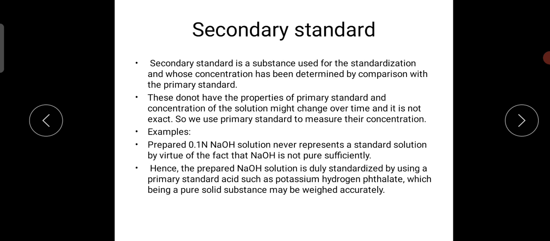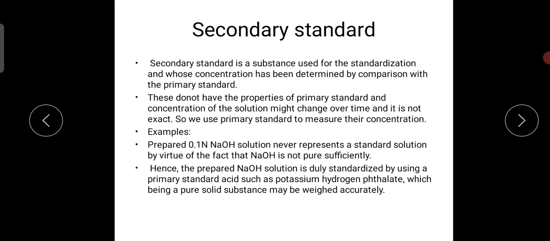Then secondary standard. Secondary standard means the same standardization process takes place here. Then we compare it with a primary standard. Actually, the secondary standard does not have certain properties because it is not as pure as a primary standard, and it may change composition during storage. So we use only a primary standard for measuring the concentration of a solution, because the primary standard is good.